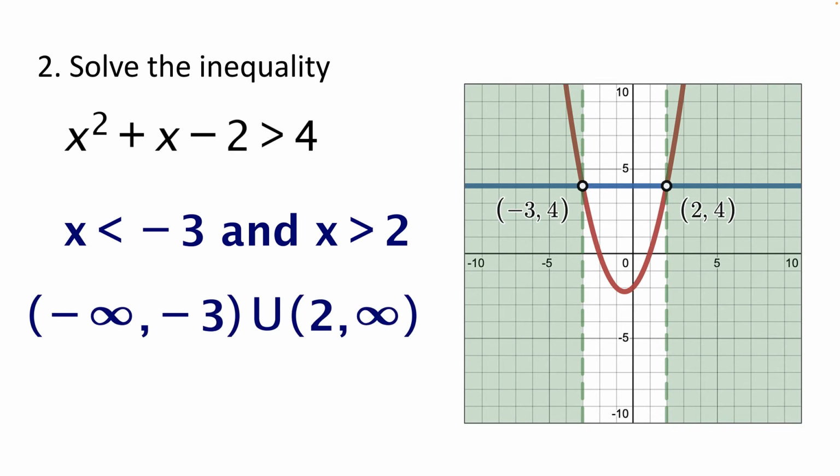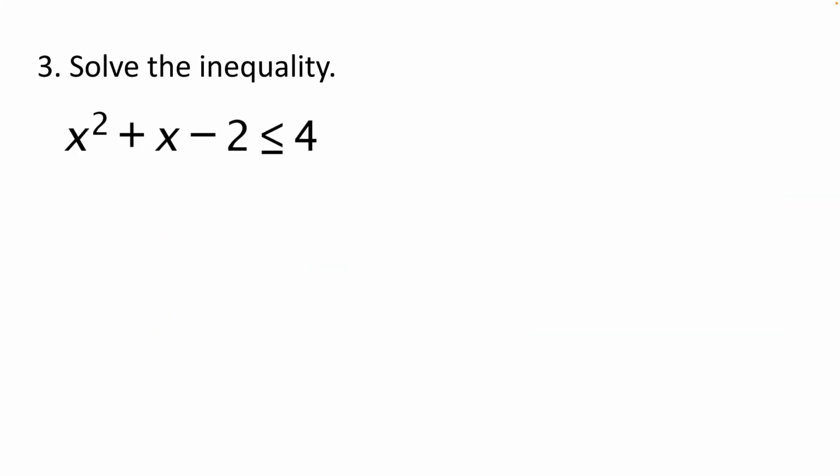In interval notation, this would be written as -infinity to -3 and from 2 to infinity. -3 and 2 are receiving round parentheses here because they cannot be included as solutions. We've looked at quadratic inequalities with greater than or equal to and strictly greater than. Now let's reverse the direction of the inequality.